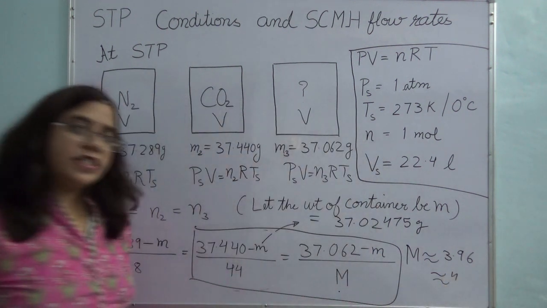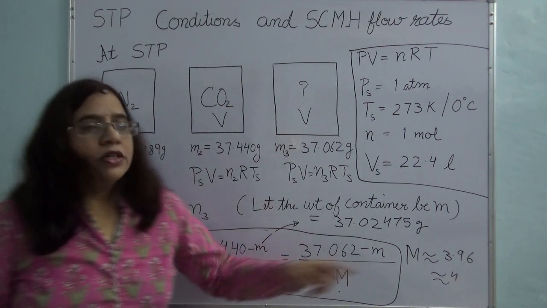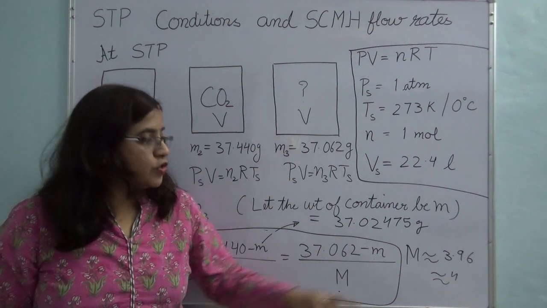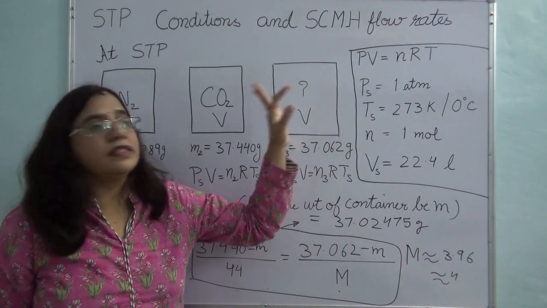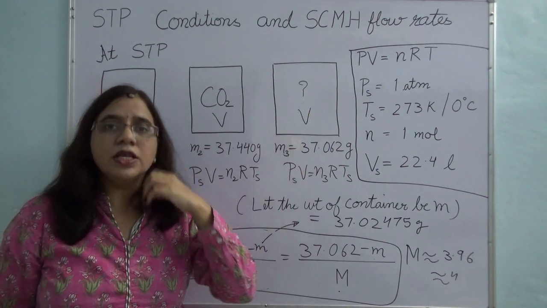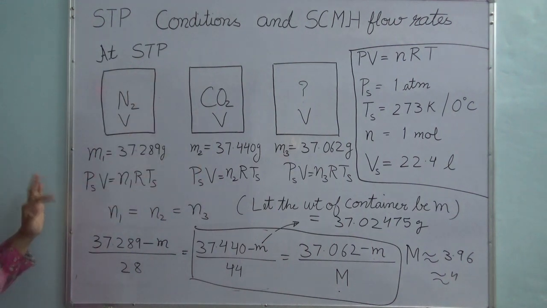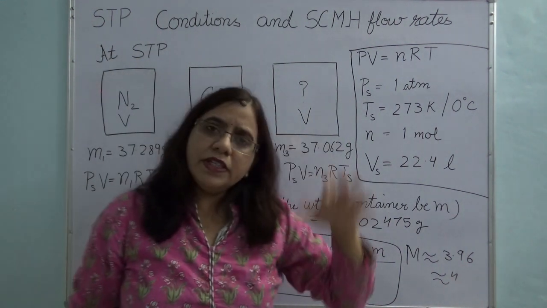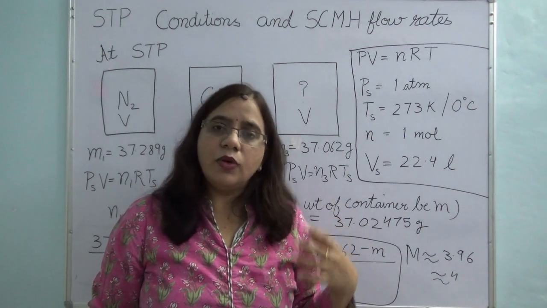Okay. So which gas will this be? The 4 is the atomic weight or molecular weight of helium. Okay. So we have found out that the unknown gas which was filled in this container was helium. Okay. So this is how you make use of your STP conditions. We will take more numericals in coming videos and learn how to use it.